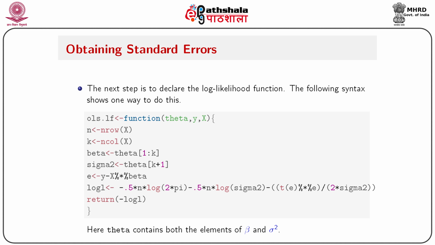So the log likelihood is then minus 0.5 times n times log 2 pi, minus 0.5 times n times log sigma2, minus t(e) times e, that is e prime e, over 2 times sigma2, and then return the negative log likelihood. So return minus logL. Here theta contains both the element beta and sigma square.